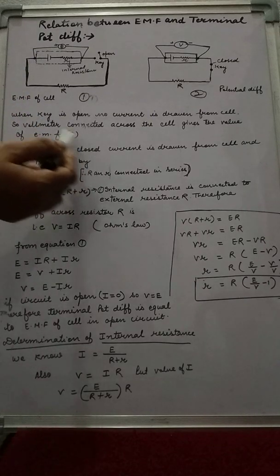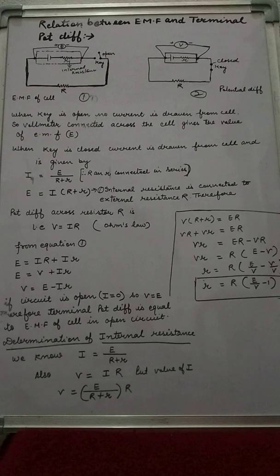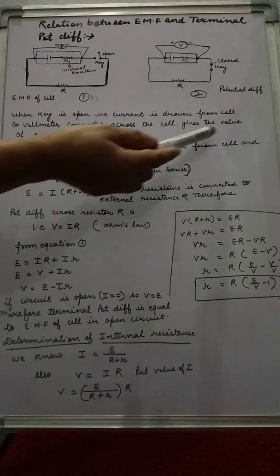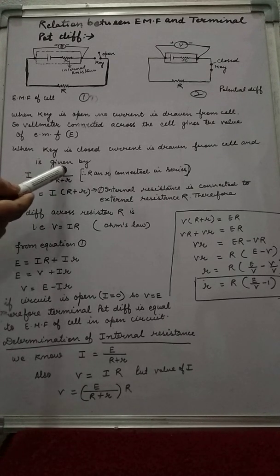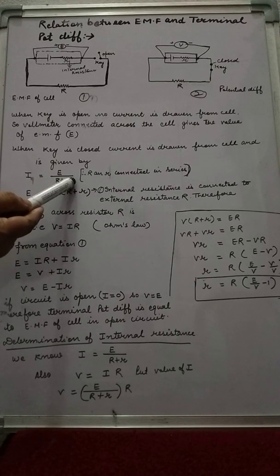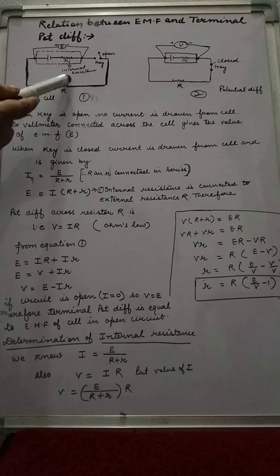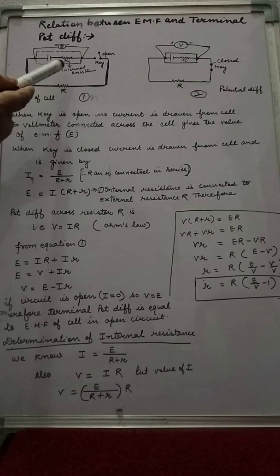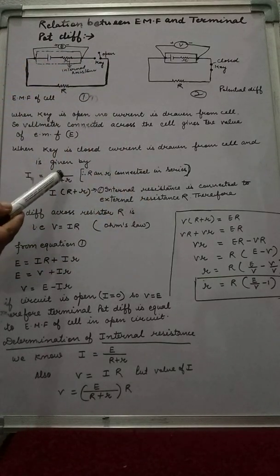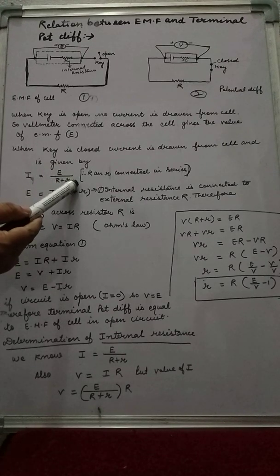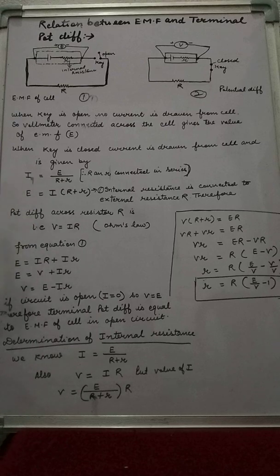Now when the key is closed, in this circuit the key is closed. So when the key is closed, current is drawn from the cell, and that current is given by I is equal to E upon R plus small r. What is R plus small r? Small r is the internal resistance and capital R is the external resistance, and these two resistances are connected in series. So the effective total resistance here is R plus r.